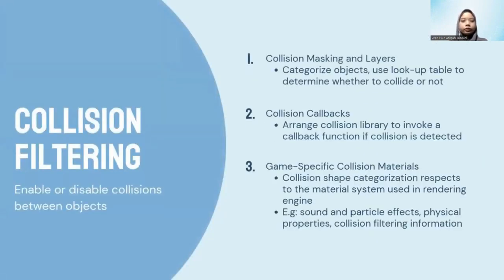Next is collision filtering, which enables or disables collisions between objects. There are three: masking and layers, callbacks, and collision materials. Masking is categorizing objects on whether they collide or not. Callbacks use a callback function, and collision materials use a material system.